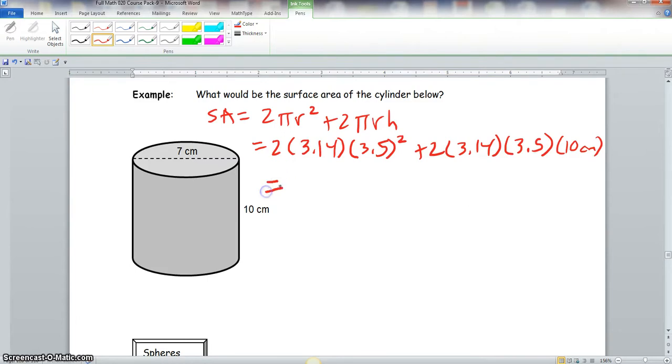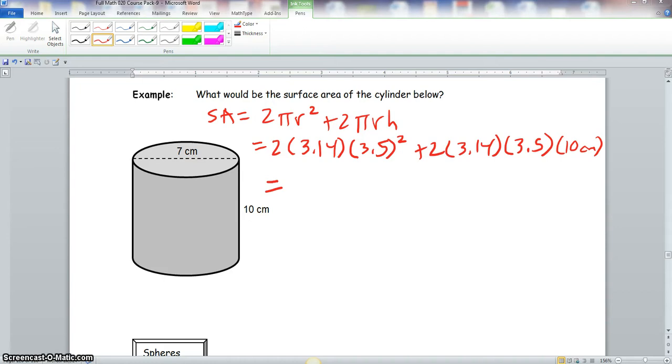Now, and remember this 3.5 is actually centimeters as well, even though I didn't write it. But you could write that down. You could put your centimeters in here and your centimeters in here. Okay, now we need to multiply this. Now you could take your calculator and multiply this out.